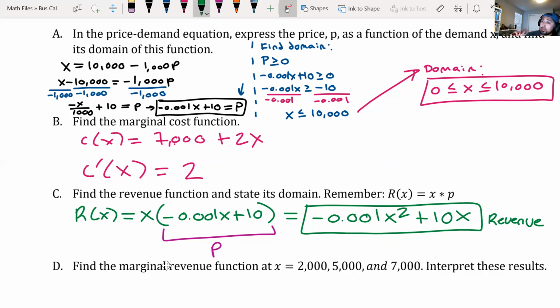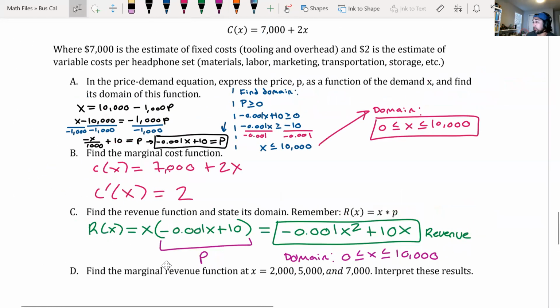Okay. And this said find its domain. Well, if the cost function is going to share this domain, then the revenue function is definitely going to share the same domain. So for all the numbers to make sense, both functions, cost and revenue, are going to share that same domain. So the domain for this function is again 0 less than x less than 10,000. Everybody good so far?